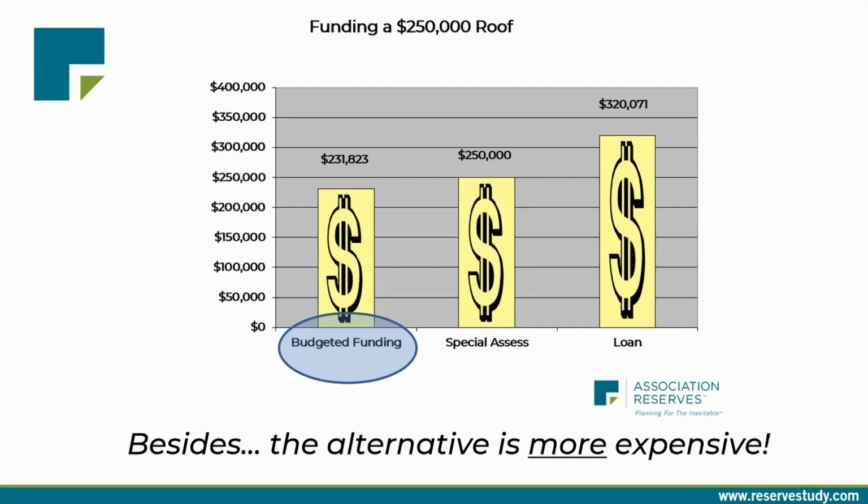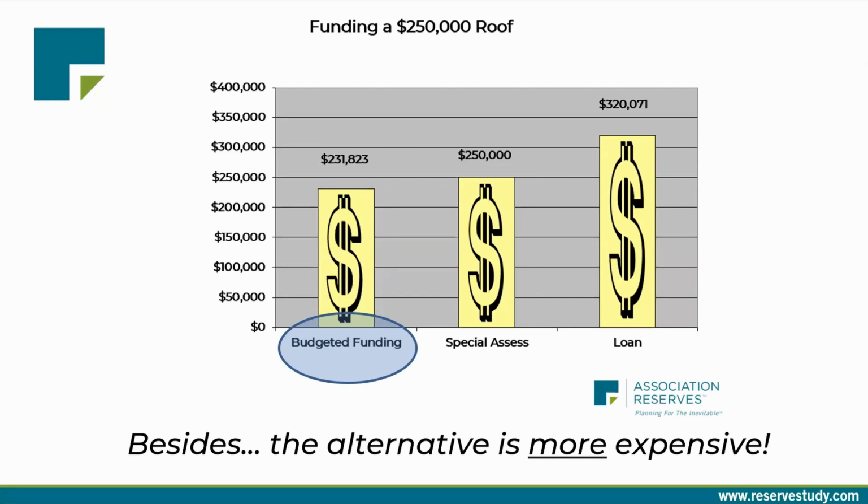With budgeted funding for a, say, $250,000 roof project, owners will pay less than $250,000 due to compound interest earned from a bank. A special assessment will pay for the expense. Well, the special assessment should cover a $200,000 roof, right? No. At current rates, it will take about $320,000 from owners to pay back a $250,000 loan. Like we've said plenty of times before in this webinar, delaying it usually gets expensive.